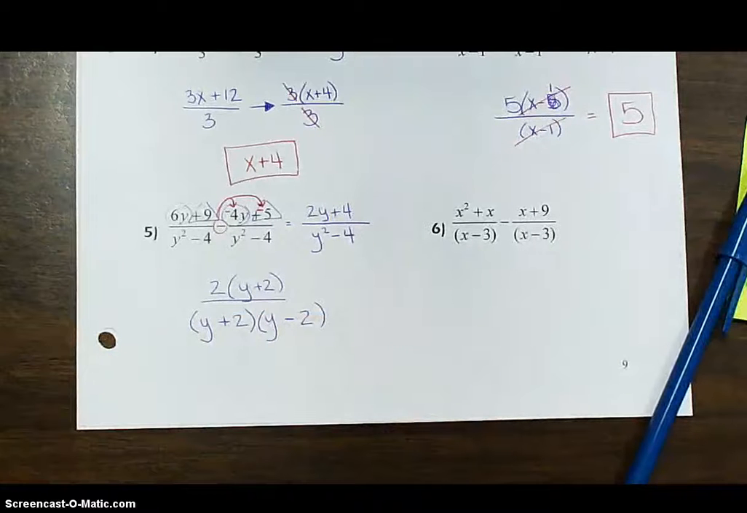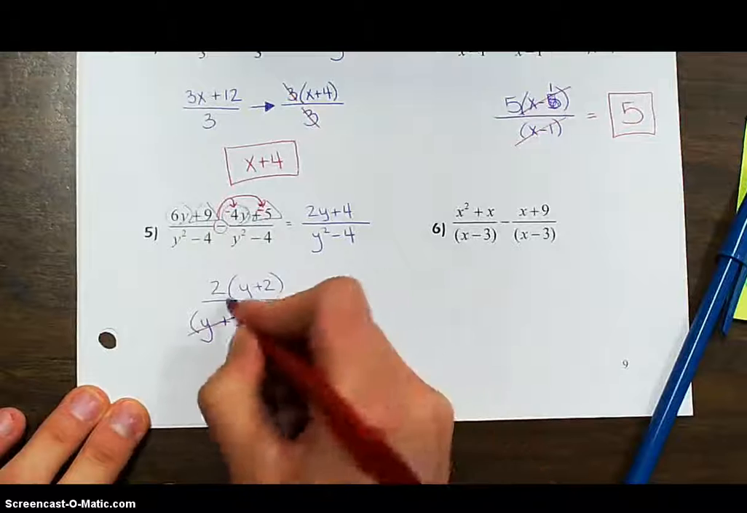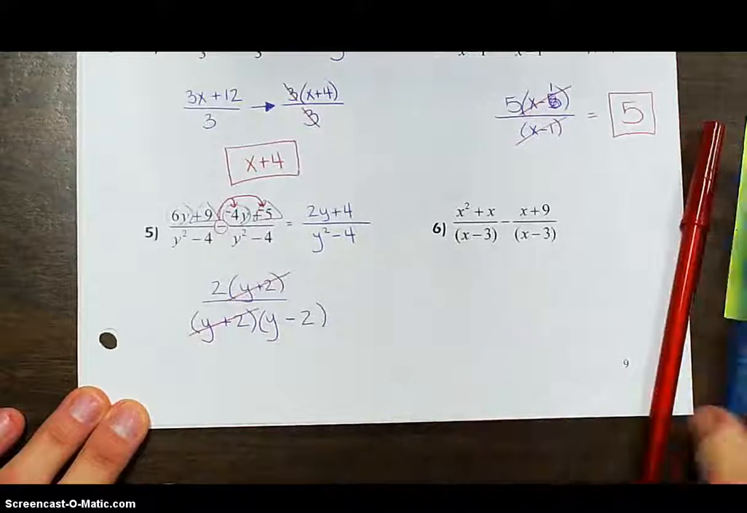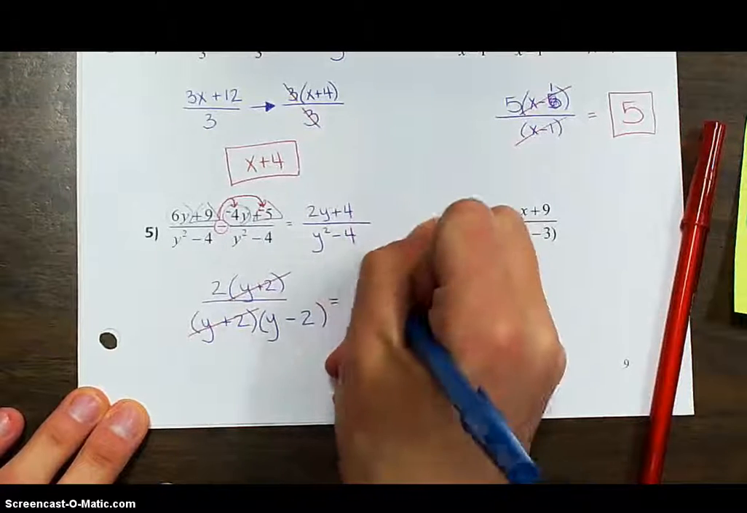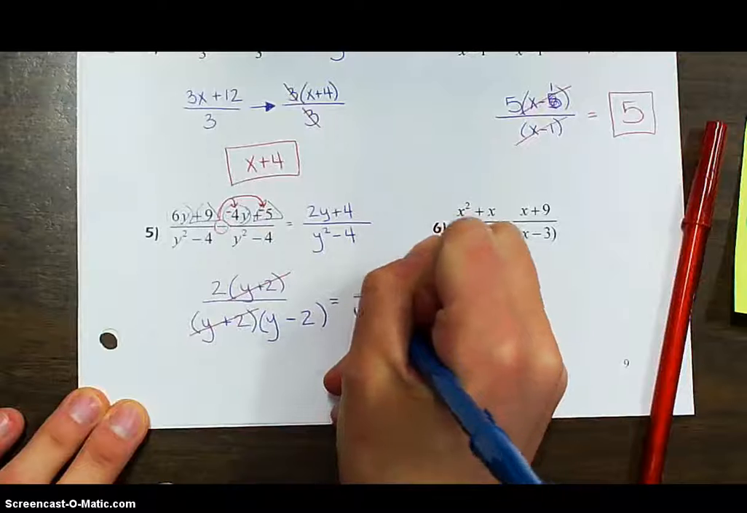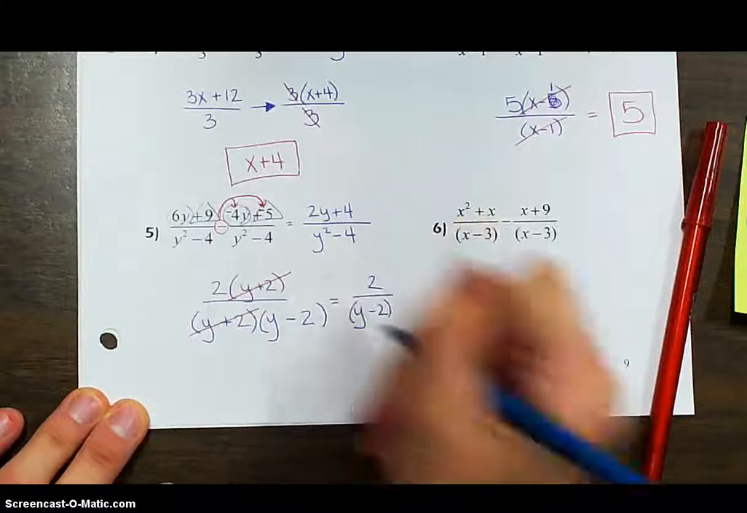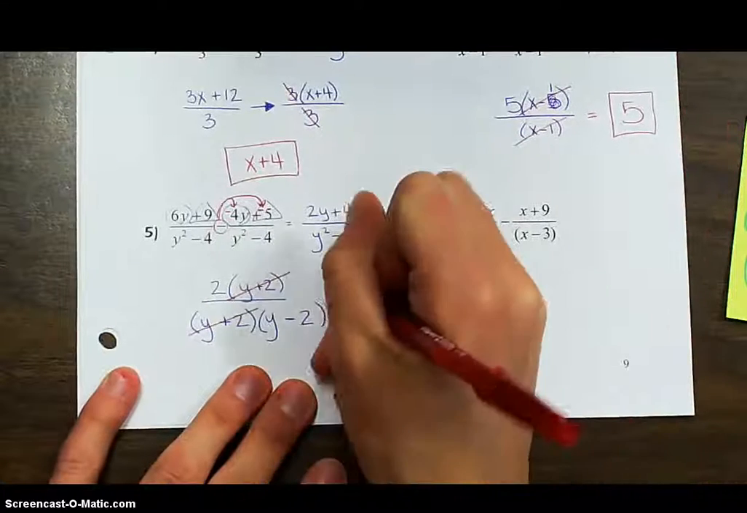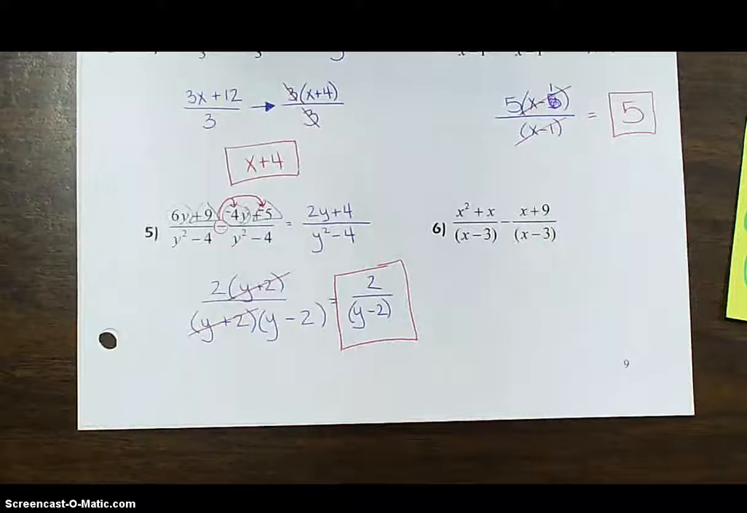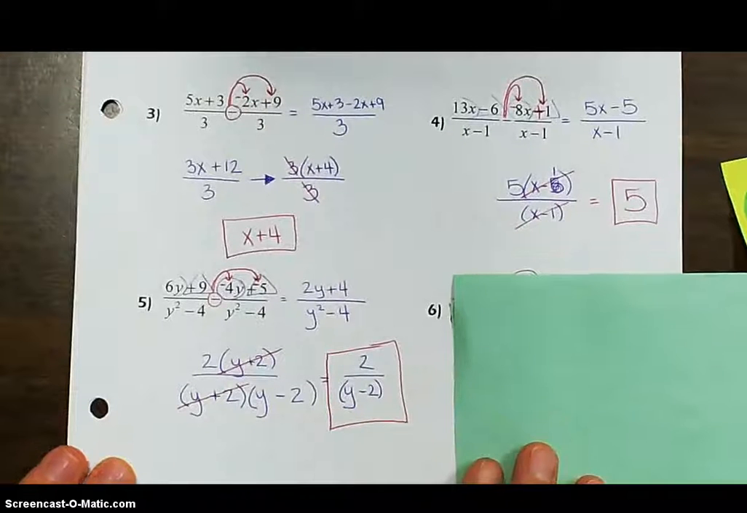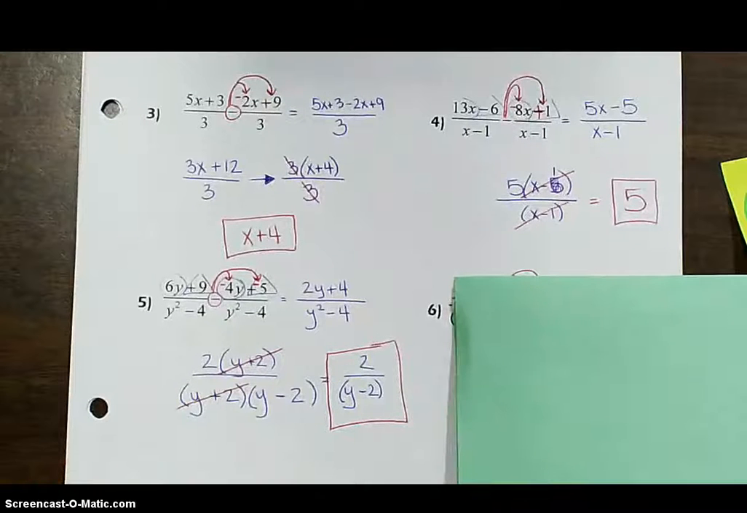So now let's look carefully. Can we cancel anything? Yes, we can. y plus 2, y plus 2. All right, and that gives us a 2 all over y minus 2. And that bottom is a binomial, so it has to stay together. And we've done it.